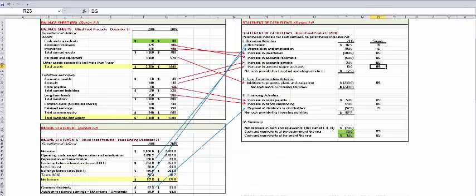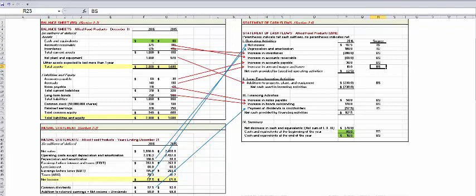Again, this is not an accounting class, but I do want to take a few minutes to outline where the data for the statement of cash flows comes from, because it comes straight off the income statement and balance sheet. This is the statement of cash flows on the right for Allied for 2016. Following the arrows, net income, depreciation, and dividends paid come from the income statement.